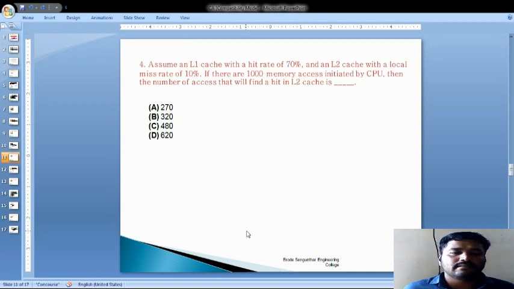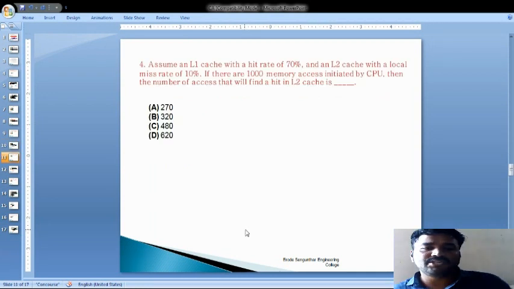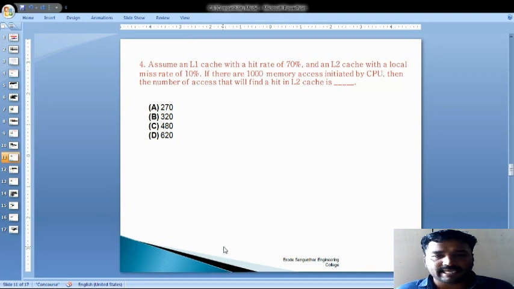So next question. Assume that the L1 cache, the primary cache, has a hit rate of 70 percent and the L2 cache has a local miss rate of 10 percent. If there are 1,000 memory accesses initiated by the CPU, then the number of accesses that will find a hit in the L2 cache. Okay, I'll put it this way.